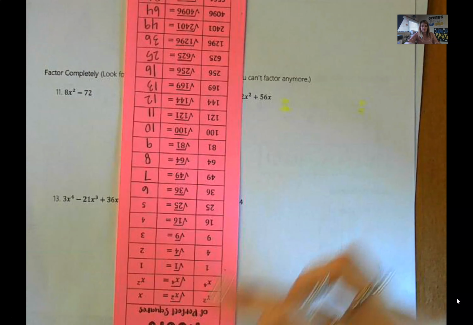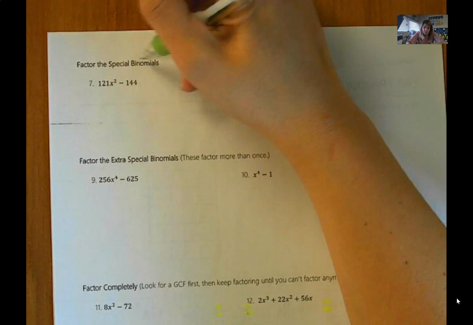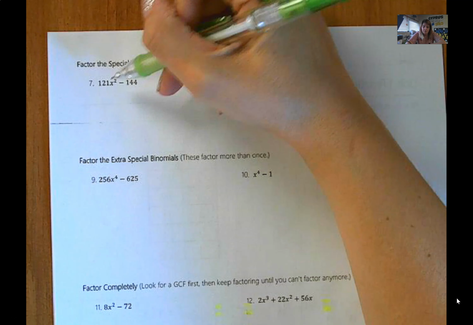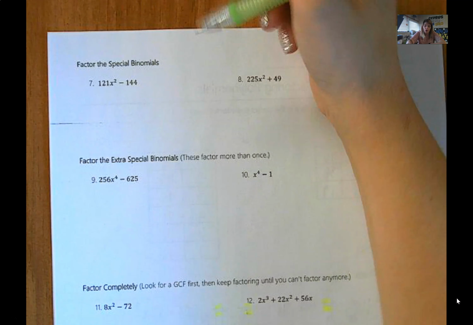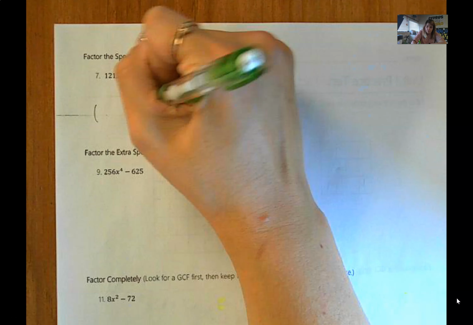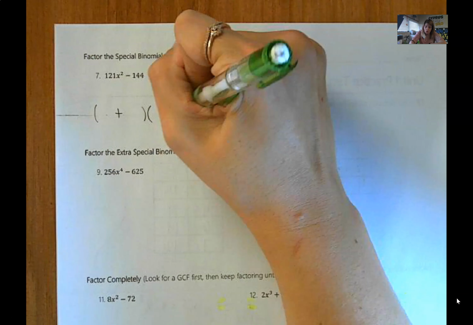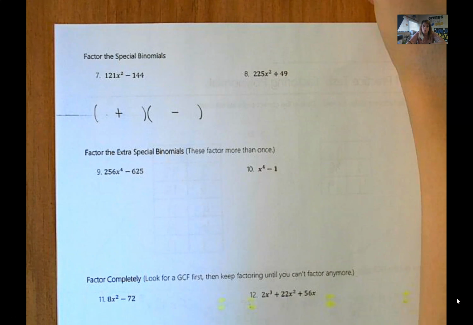So for 7 and 8, you need your pink card. This is going to help you do these the fastest. These are special binomials, and if it wouldn't have told me that they're special binomials, hopefully I would know that because they only have 2 terms. All special binomials factor down to 2 binomials. One is a plus, one is a minus.